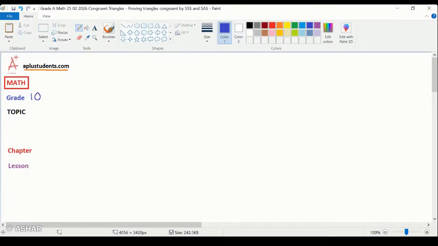The name of the topic is congruent triangles. And the chapter number is 2. Remember, the lesson number is 2 as well. So the lesson is proving triangles.